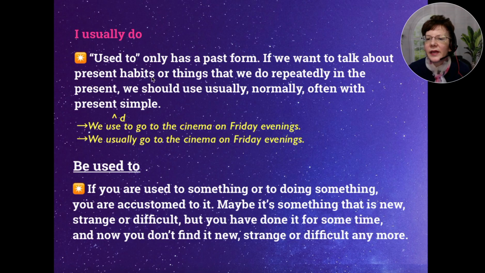All right. Then we have I usually do. So, used to only has a past form. If we want to talk about present habits or things that we do repeatedly in the present, we should use usually, normally, often with present simple. All right, so we used to, I added the D, it was a typo.